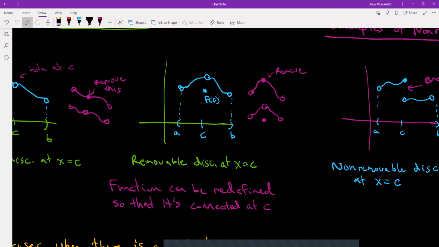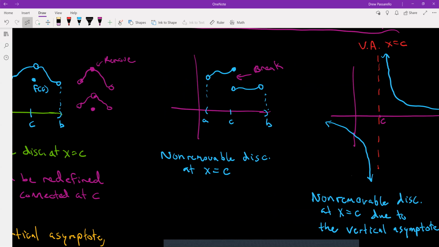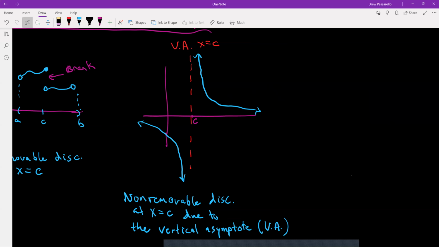This one, you have to physically move one whole segment of the graph down or one whole segment of the graph up so you can make them connected. That means it's non-removable since I'd have to do that. This one is non-removable because of the vertical asymptote. There's no way I can redefine the function so that it's connected, since by definition of an asymptote, the graph itself is never going to cross that dashed line.